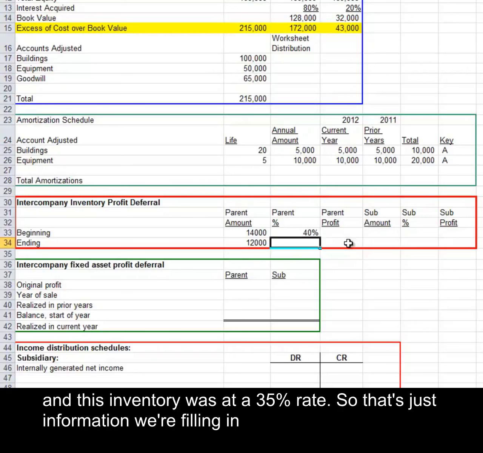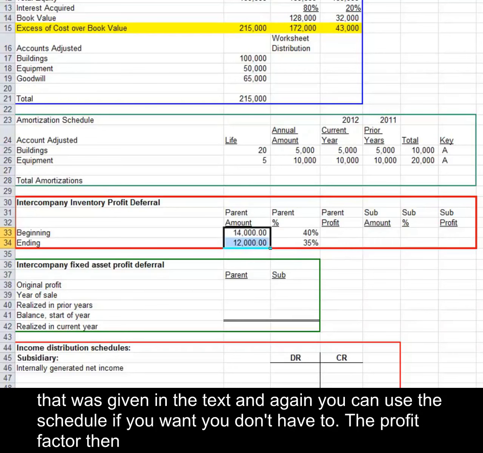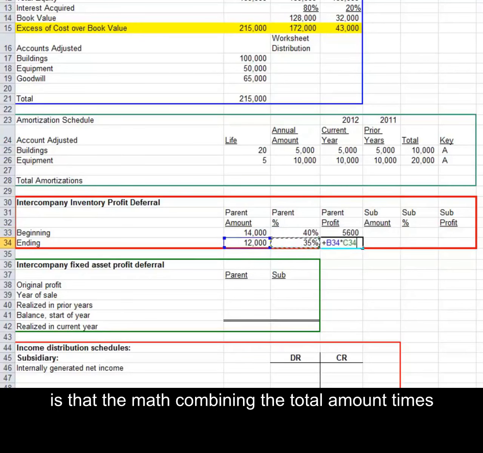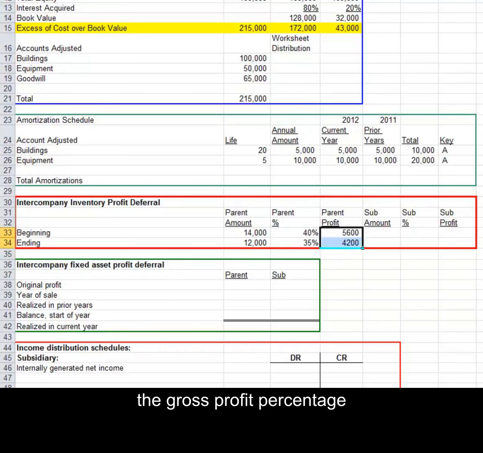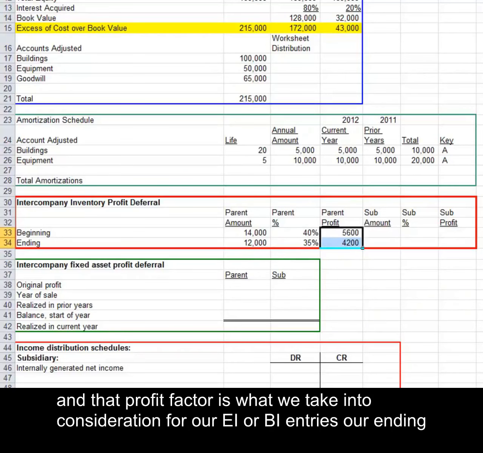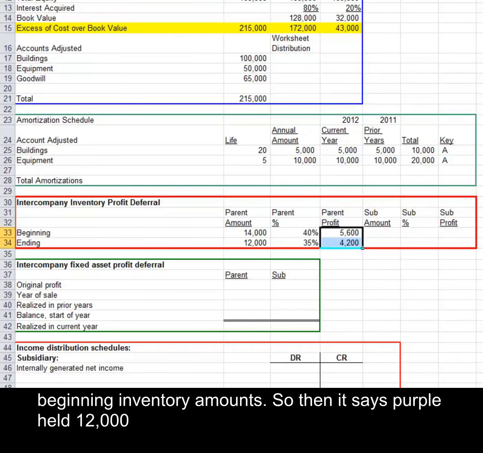And this inventory was at a 35% rate. So that's just information we're filling in that was given in the text. Again, you can use the schedule if you want, you don't have to. The profit factor then is the math combining the total amount times the gross profit percentage, and that profit factor is what we take into consideration for our EI or BI entries, our beginning inventory amounts.